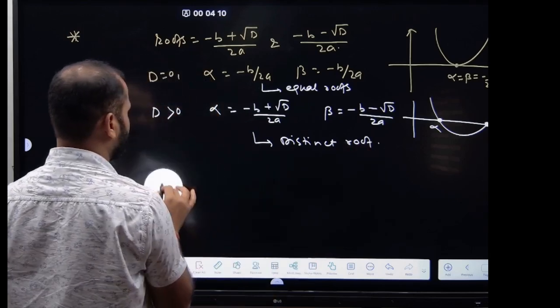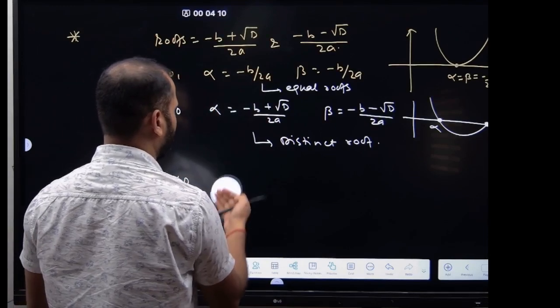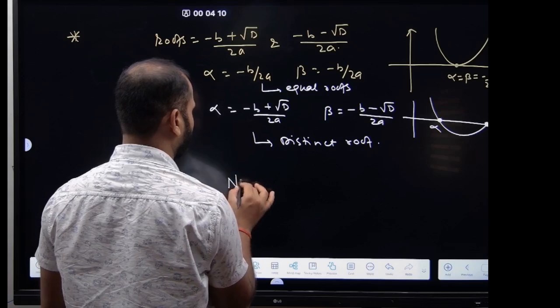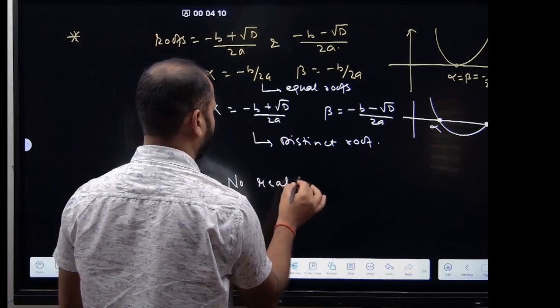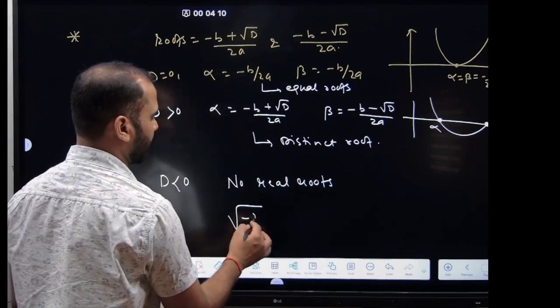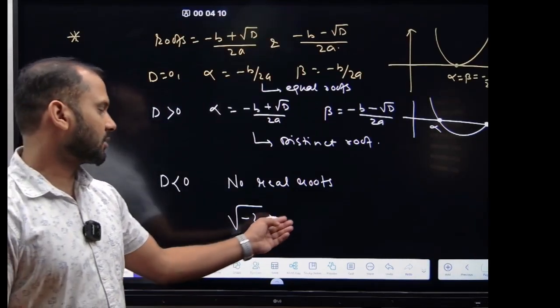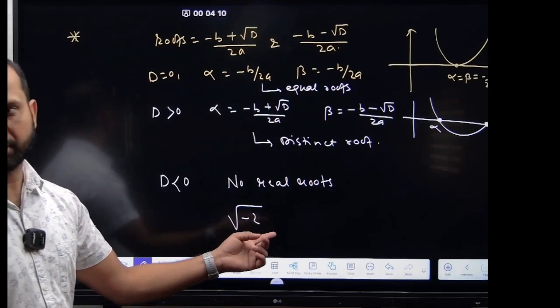If d is less than 0, then what will you get? If d is less than 0, it means no real roots will be there. Why no real roots? Because the square root of a negative value doesn't exist in real numbers, right? That's why the next chapter is complex numbers. So from here only that next chapter comes.